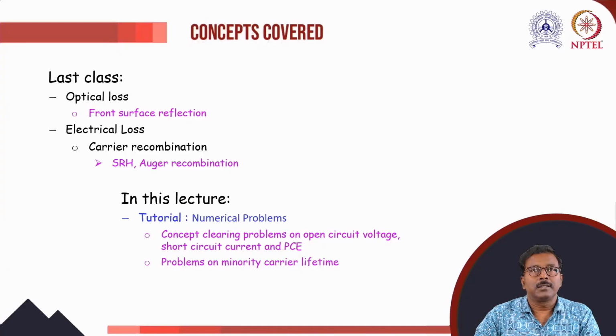In last class, we described optical loss, say front surface and back surface reflection loss, and carrier recombination losses, mainly Shockley-Read-Hall recombination and Auger recombination. And before that, in this week, we have covered solar cell fundamentals, including IV characteristics, equivalent circuits, and performance metrics.